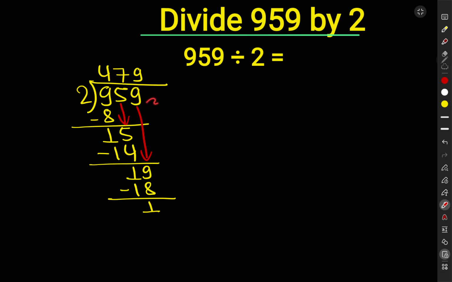So now there is no other number to put it down. So we take here decimal so that we put 0. So it is 10 and 2 times 5 is 10. On subtracting we get 0. So 959 divided by 2 is 479 decimal 5.